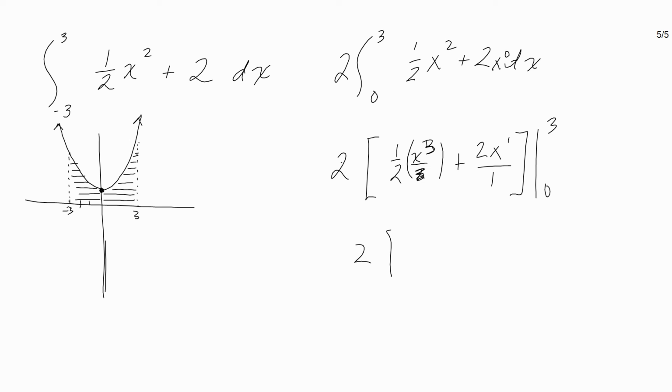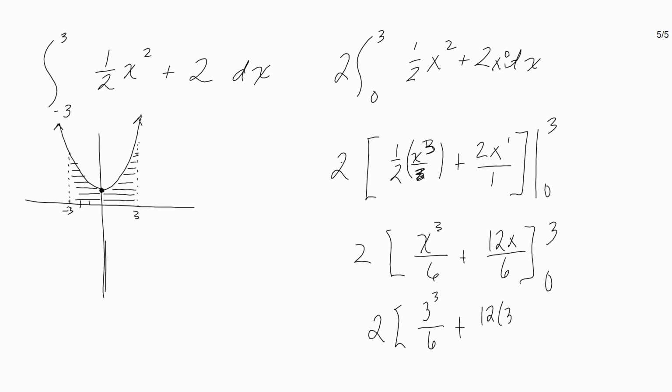2 times x cubed over 6 plus what? 12x over 6? Evaluated at 0 and 3. And 0, I'll do that one for you. Comes out to be 0. 3, plug that in, you get 2 times 3 to the 3rd power over 6 plus 12 times 3 over 6.